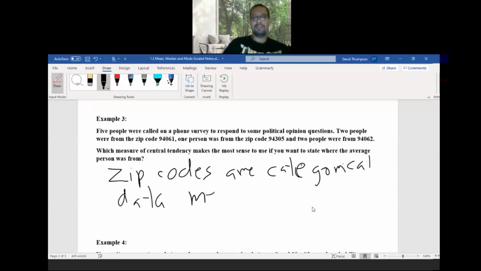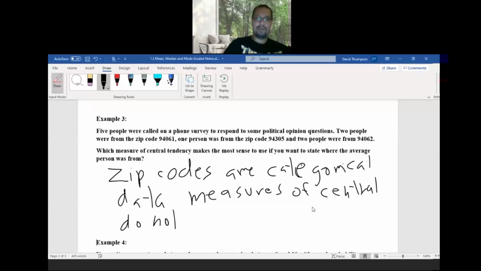Measures of central tendency do not make sense to use. And we're done.